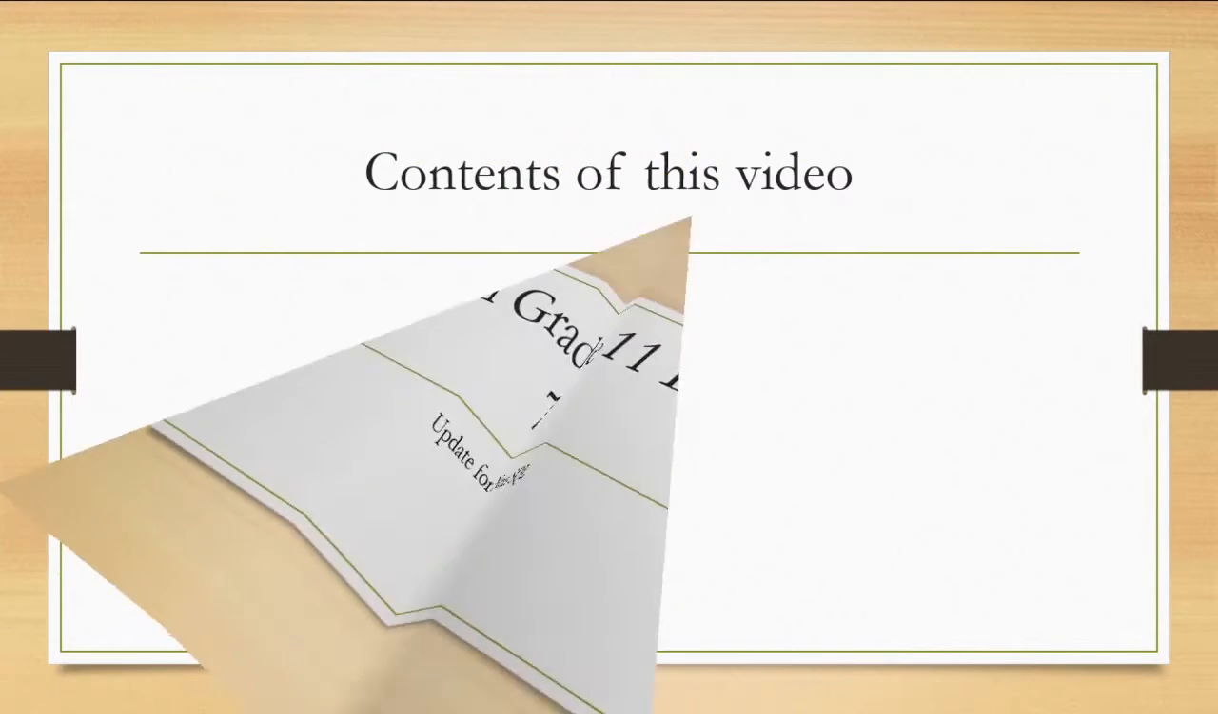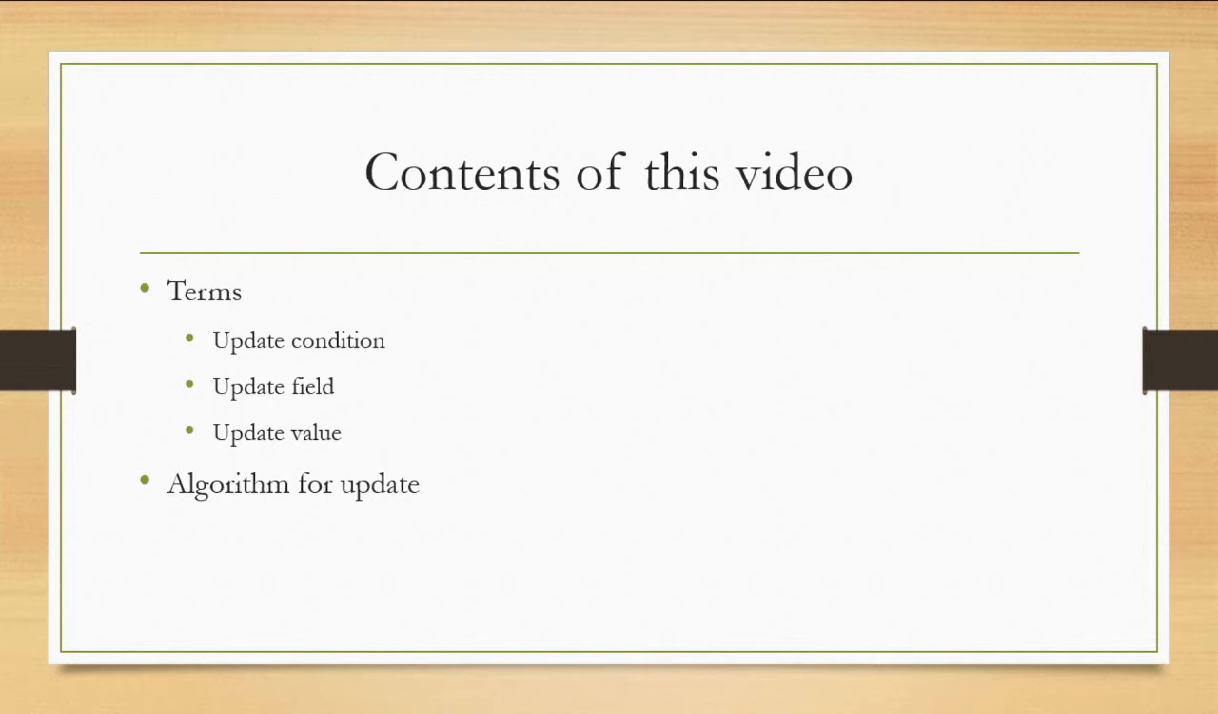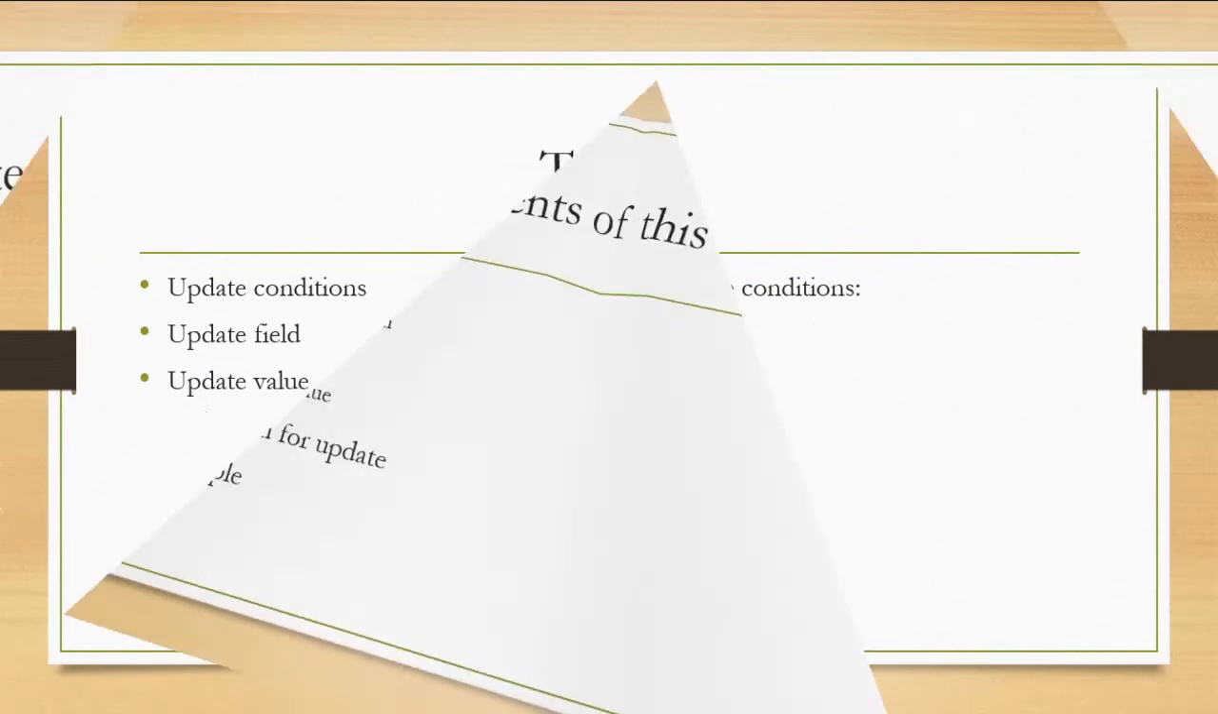Let's begin. The contents of this video. We will look at the following terms: what an update condition is, what an update field is, and what an update value is. We will then look at the algorithm for updating, and then lastly an example. Let's look at the terms.